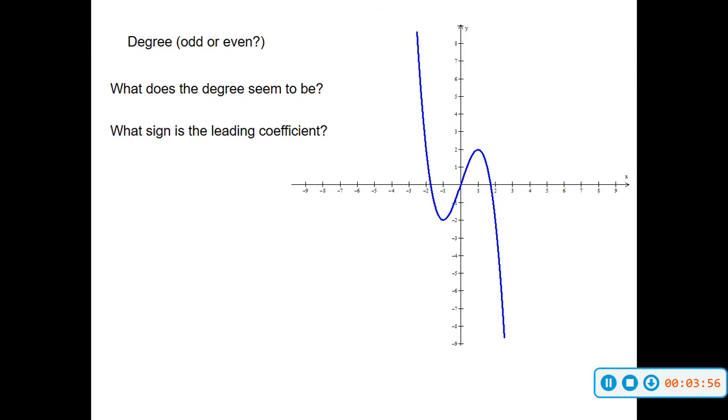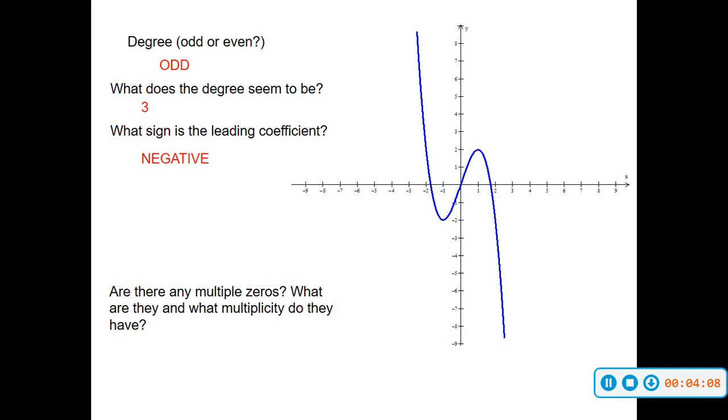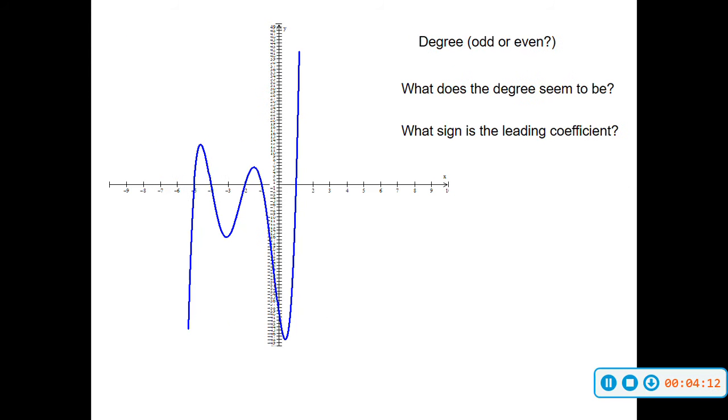All right, odd or even? It is odd. What degree do you think it is? Third. And the leading coefficient? Negative. Multiple zeros we're going to come back to. Okay, odd or even? Odd. What degree?